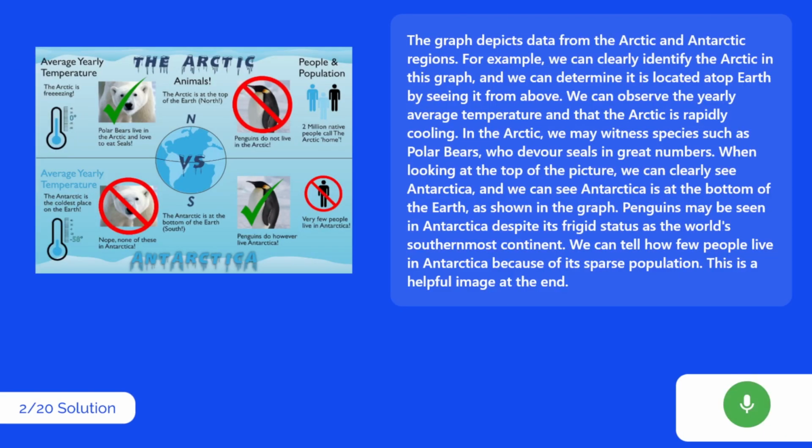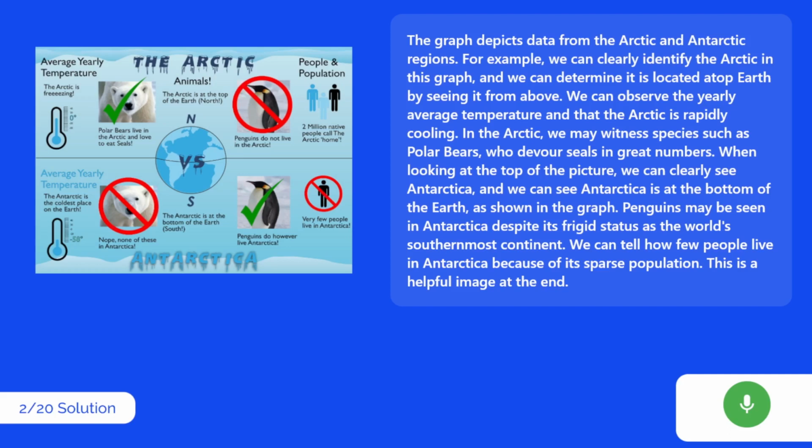The graph depicts data from the Arctic and Antarctic regions. For example, we can clearly identify the Arctic in this graph, and we can determine it is located atop Earth by seeing it from above. We can observe the yearly average temperature and that the Arctic is rapidly cooling. In the Arctic, we may witness species such as polar bears, who devour seals in great numbers.